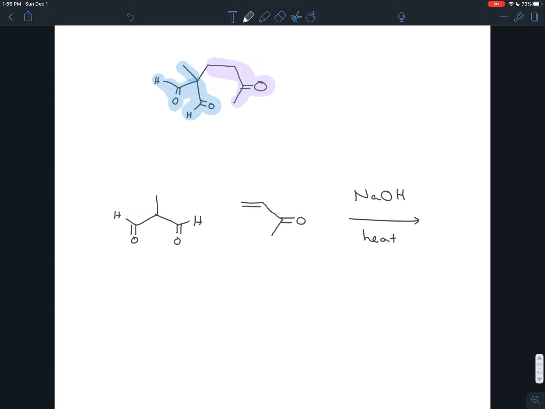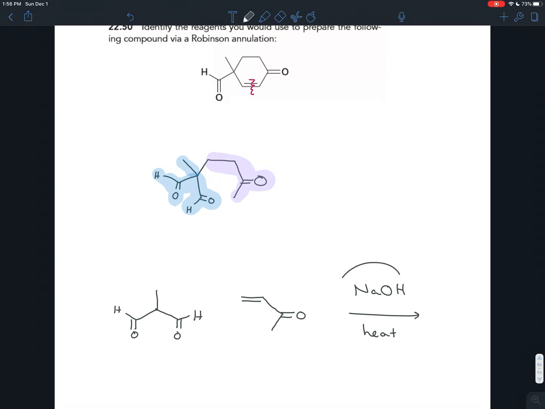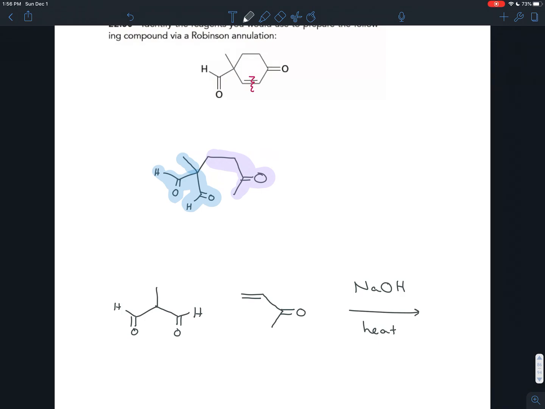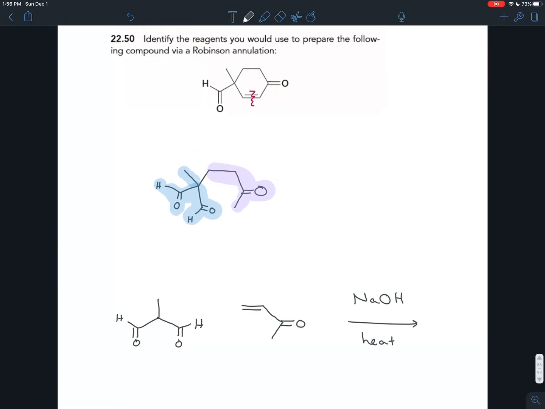So the Michael addition will have this alpha carbon attack that beta carbon. It'll give you this product here. The hydroxide will steal an alpha hydrogen from this other alpha carbon, and that will attack the carbonyl carbon and form the second ring. And with heat, you'll do the elimination that creates the alpha-beta unsaturation. So this is a very cumulative, complex problem. If you were able to follow along with this analysis, that's really impressive.